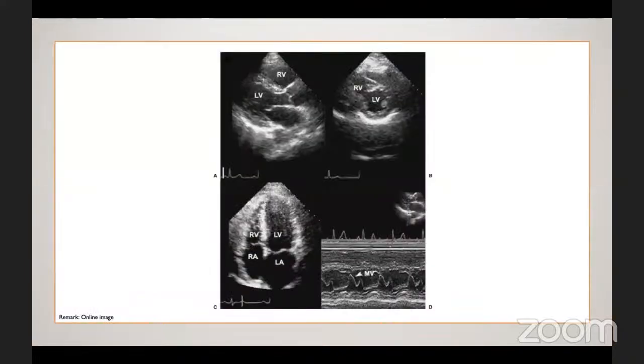This is another view of the different planes: the long axis on the left, and on the right the short axis and four chamber. And this is another application, what's called the M mode. We'll speak about it in a bit. The M mode.